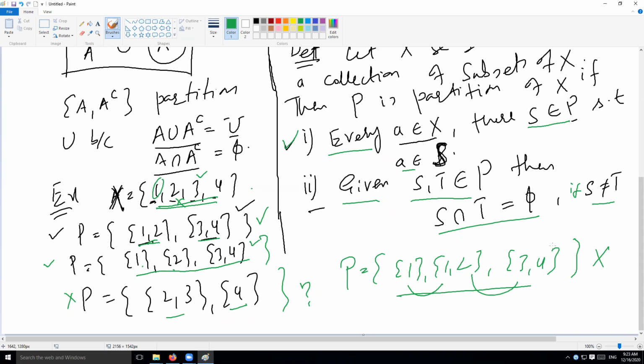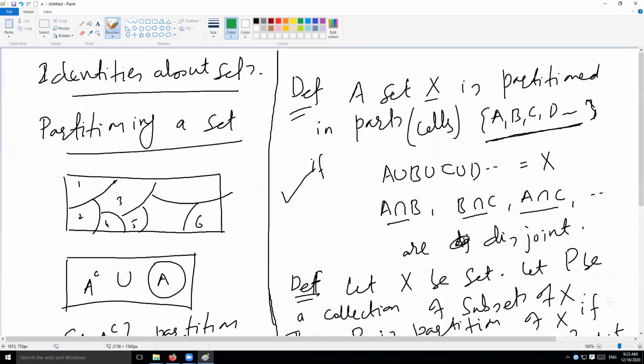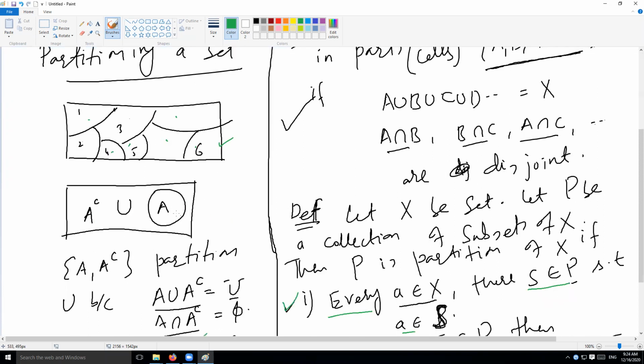So in simple language, partitioning means splitting a set into such kind of parts that if you put those parts together, you get the entire set, and the parts do not intersect with each other. They don't intersect with each other. This is really the definition of a partition.